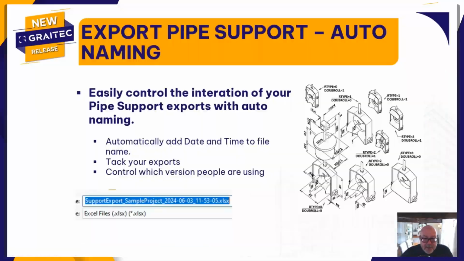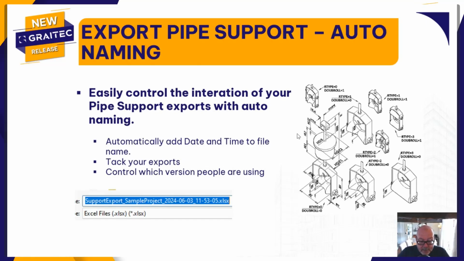The next enhancement we made was to our export pipe support. Now, export pipe support was always a very popular tool because the one thing that you can't do is there's no way to easily create an Excel file that contains all the dimensions for your pipe supports. So pipe supports are parametric. They can have different, the hangers could be different heights, the supports could be different heights, and we could export that.